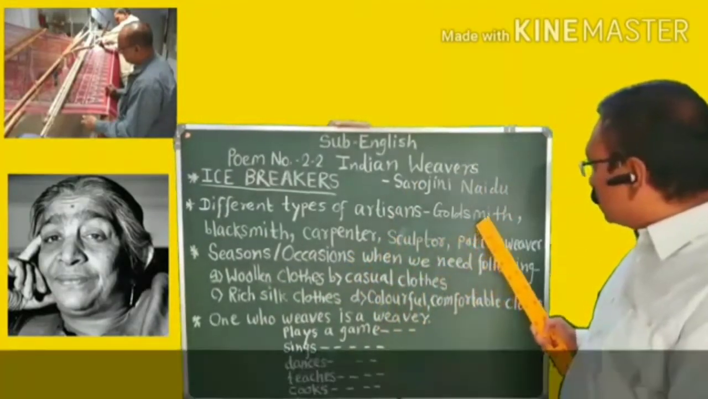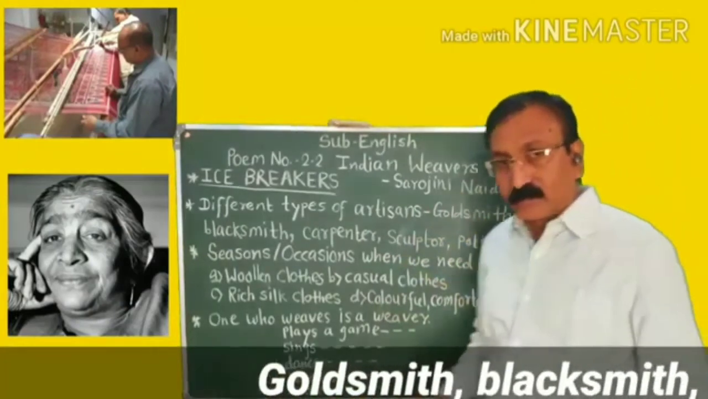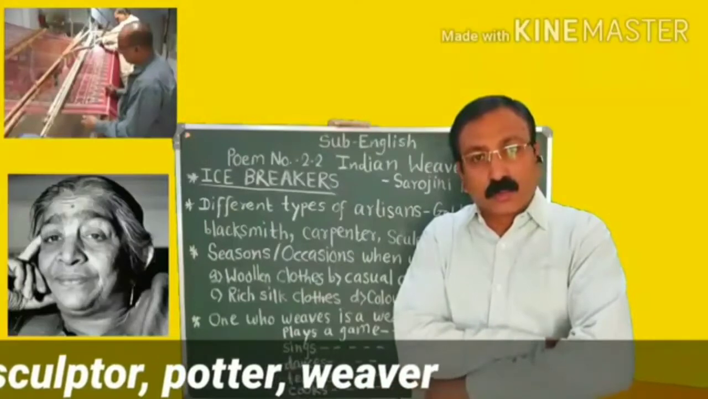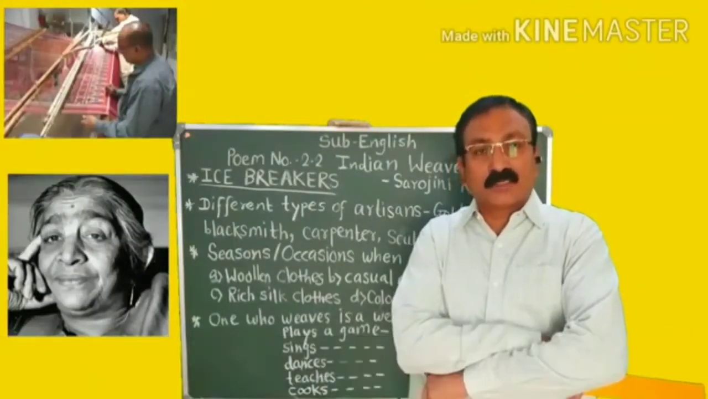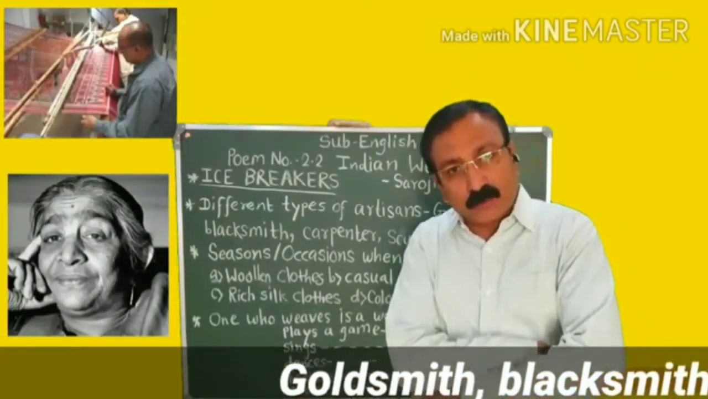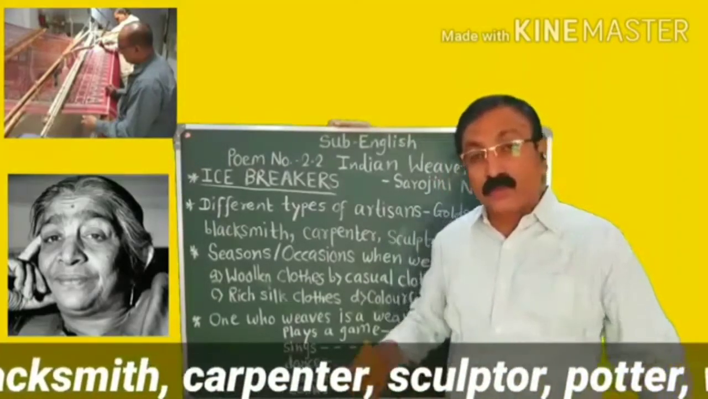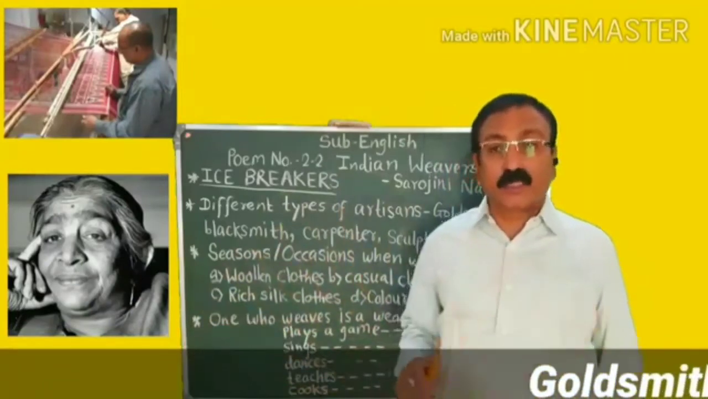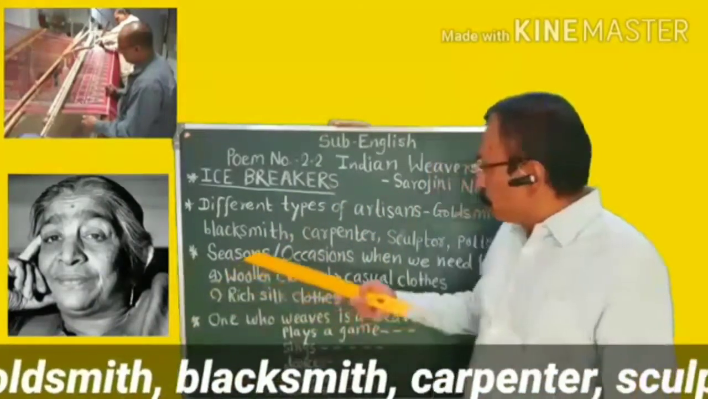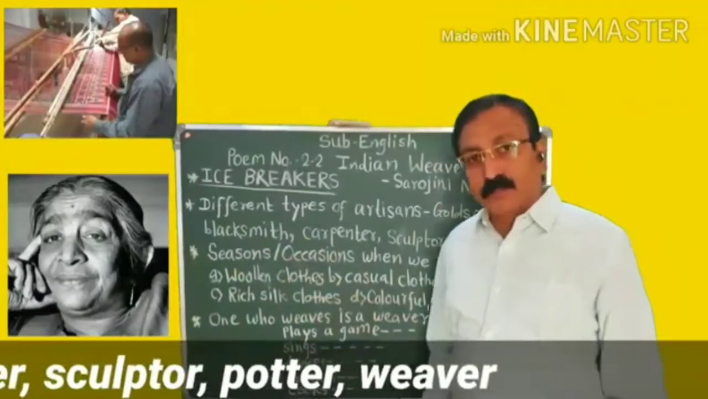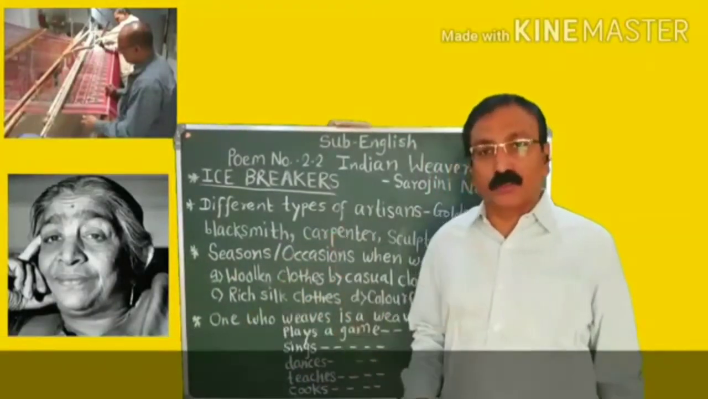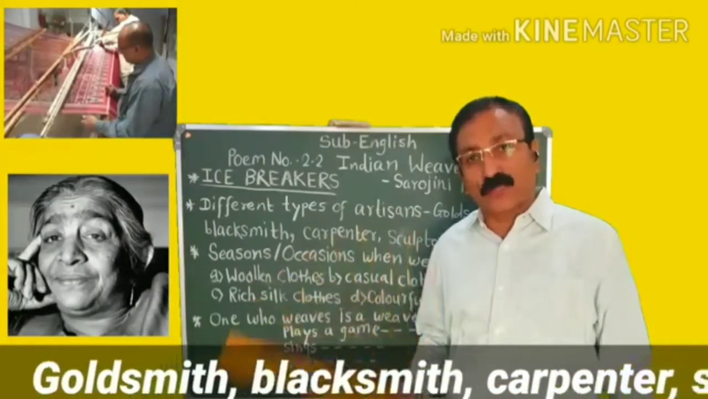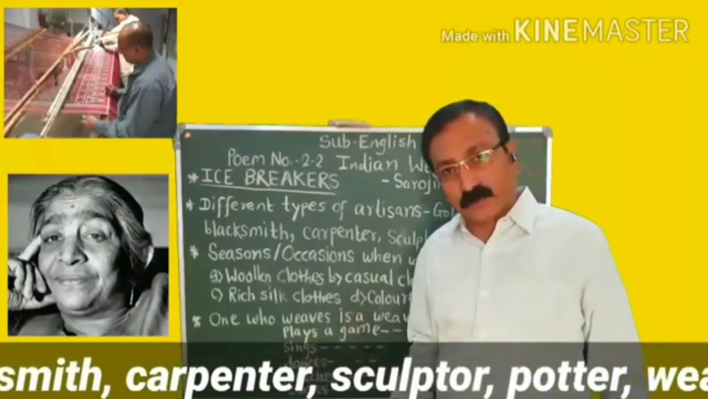For example, goldsmith. Everybody knows what a goldsmith does. So goldsmiths are skilled in forming, in creating different kinds of ornaments or jewelry from metals like gold and silver. Blacksmith. Blacksmiths are also very skilled in forming different kinds of tools or objects from different kinds of metals.